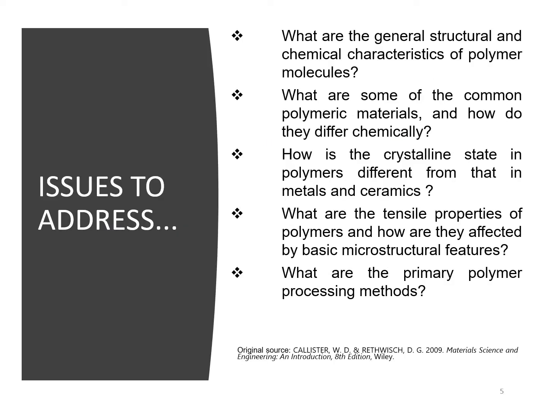These are some of the issues that we will try to address in the chapter. The first one is, what are the general structural and chemical characteristics of polymer molecules? What are some of the common polymeric materials and how do they differ chemically? The third question is, how is the crystalline state in polymers different from that in metals and ceramics? And what are the tensile properties of polymers and how are they affected by basic microstructural features? And lastly, what are the primary polymer processing methods?